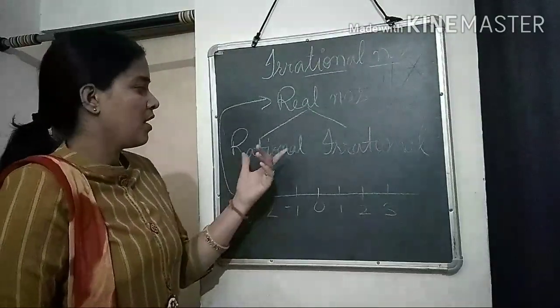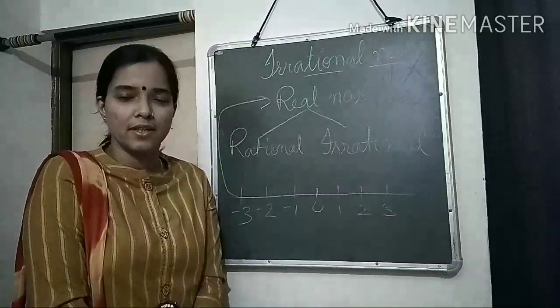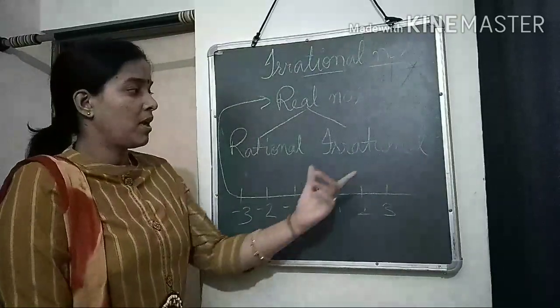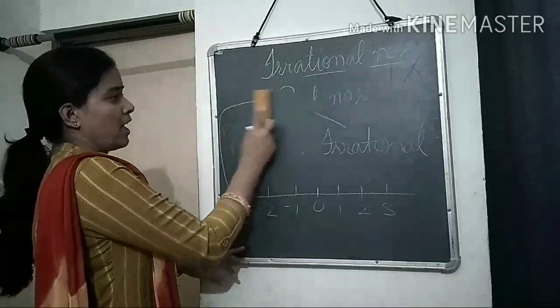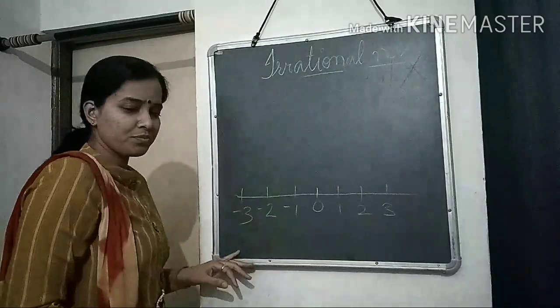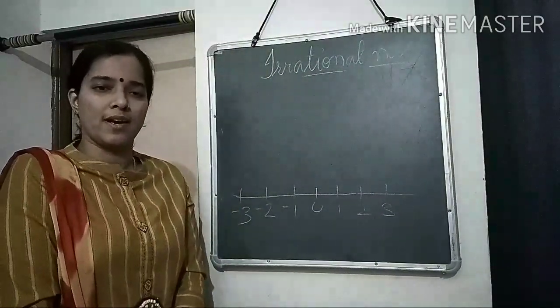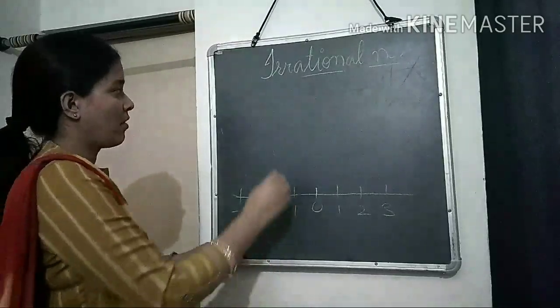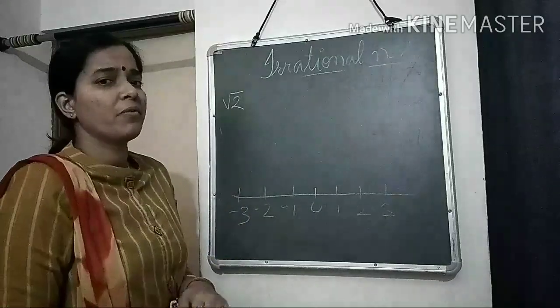This is the question. Plotting rational numbers on the number line we have already done in the previous classes. But how to plot an irrational number on the number line? This time I am going to tell you about this. The question is how the irrational number arises. Suppose I have an irrational number, root 2, then how will it come?